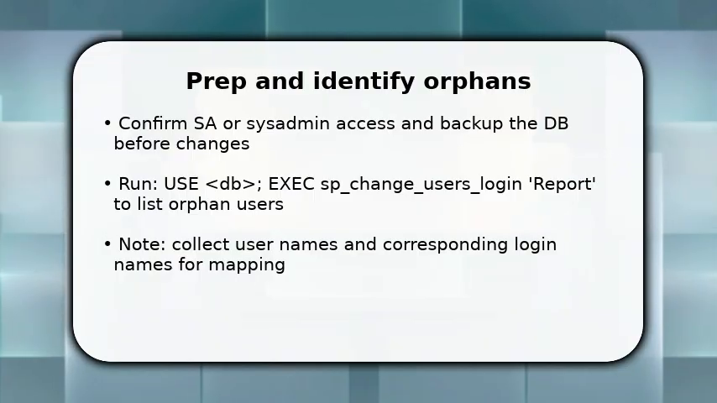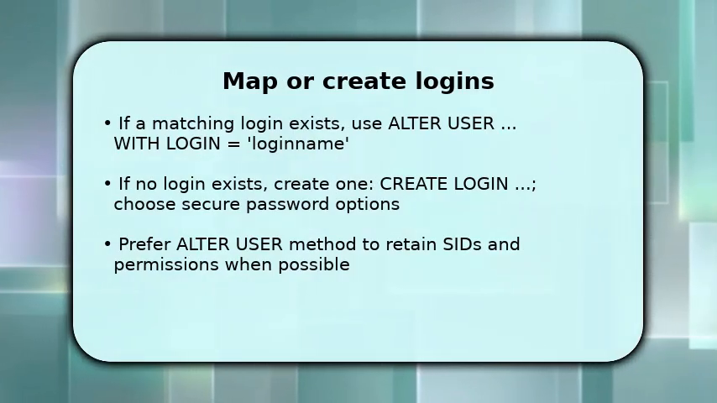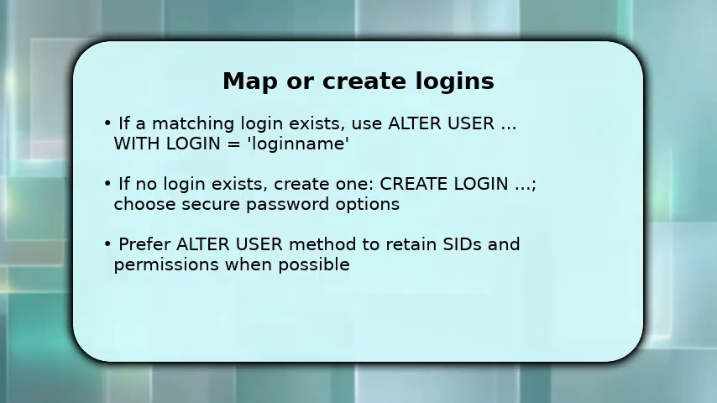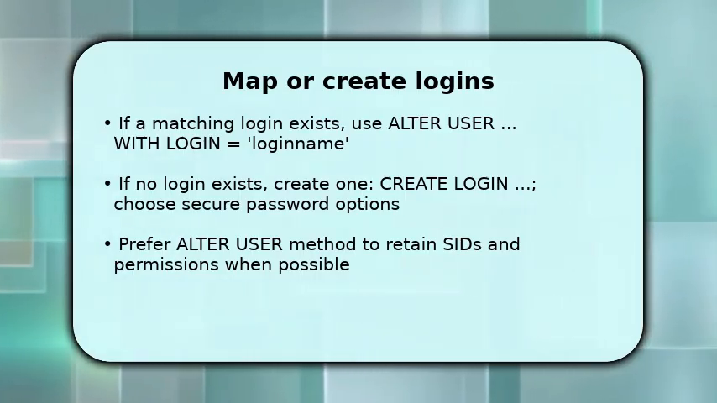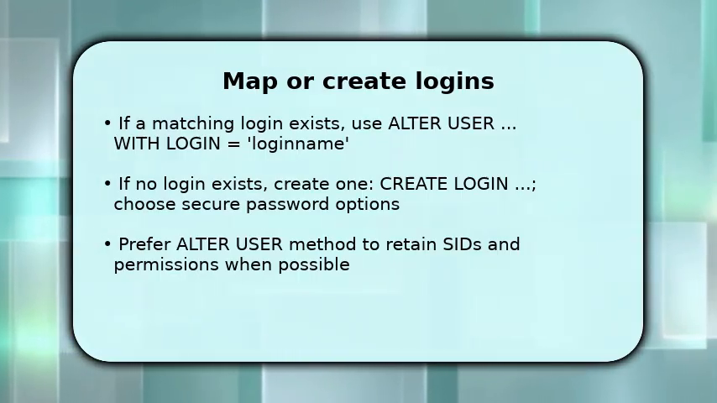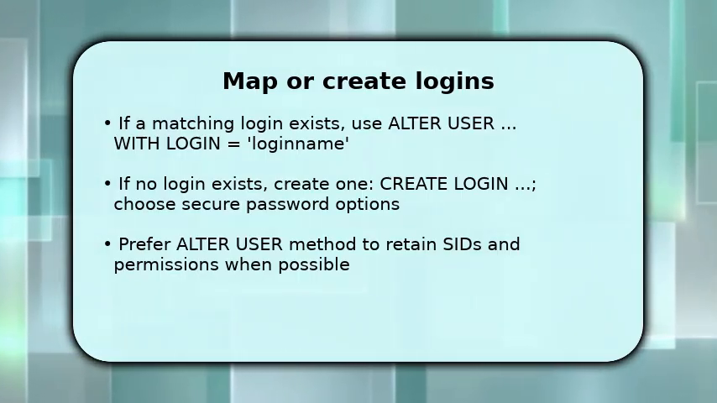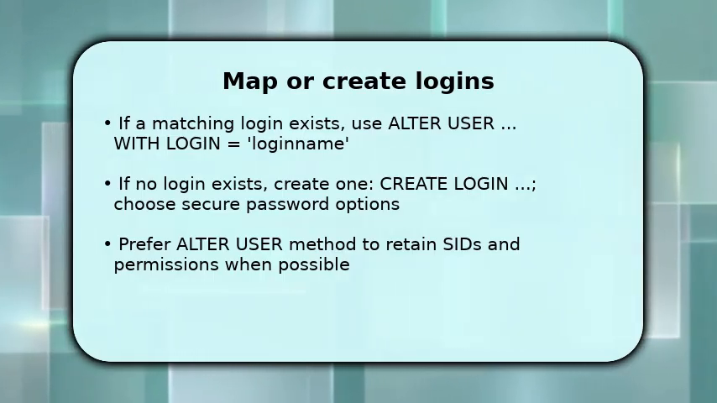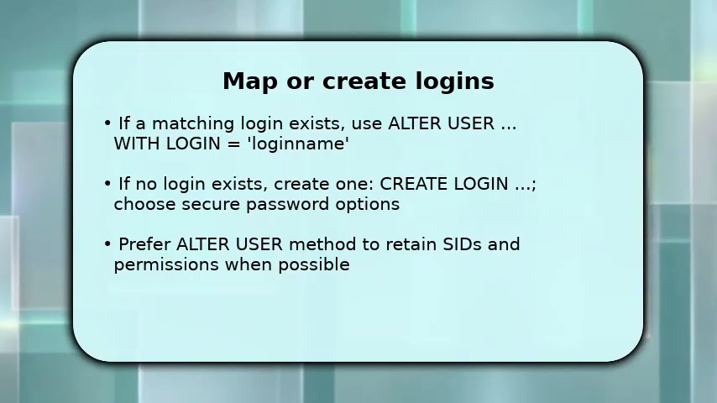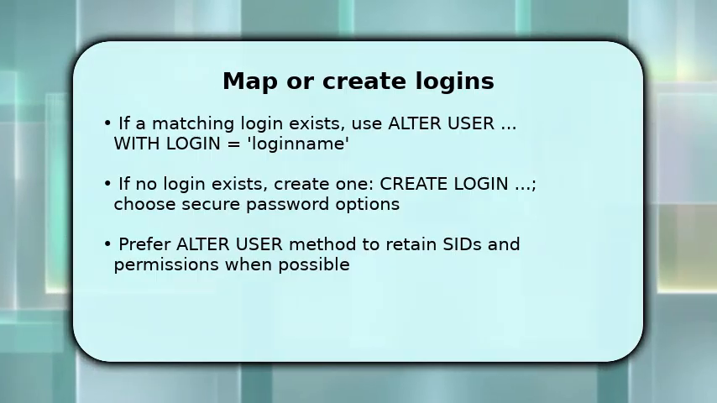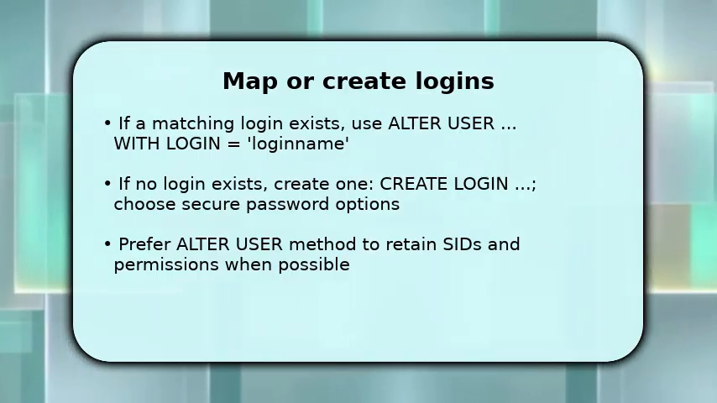If a server login already exists, run ALTER USER debuser WITH LOGIN = login_name. This remaps the database user to the server login and preserves permissions. If no login exists, create a login with CREATE LOGIN and a secure password, then run ALTER USER to link it. Make sure to choose the correct login name and verify casing. Once done, confirm permissions remain intact by checking role memberships, and finish by validating every fix.